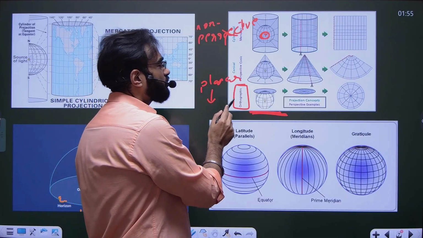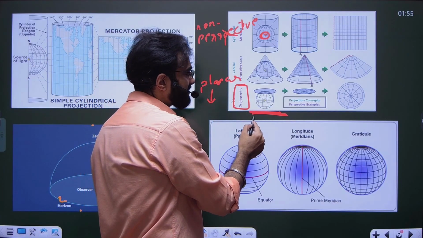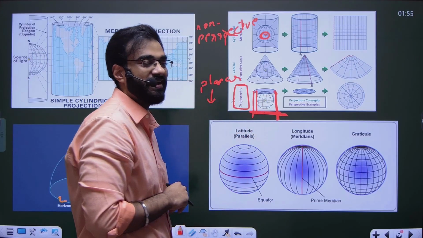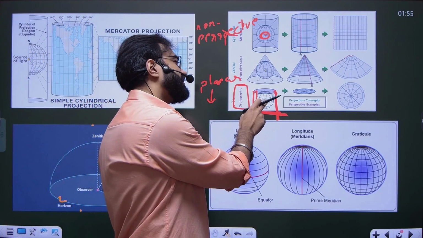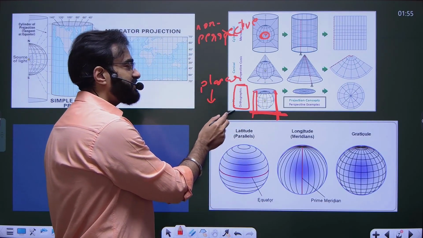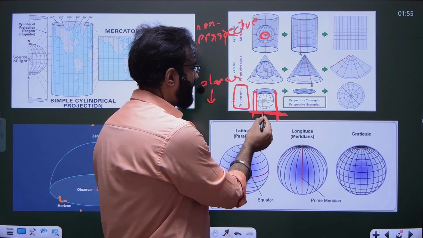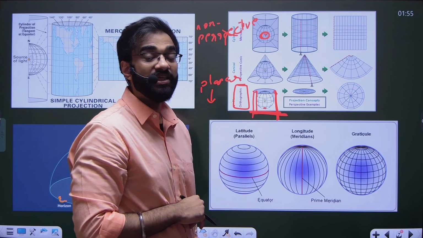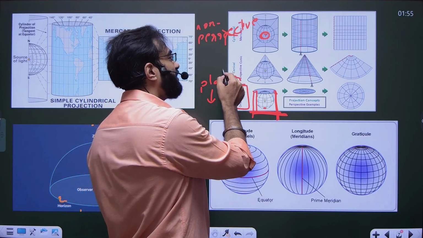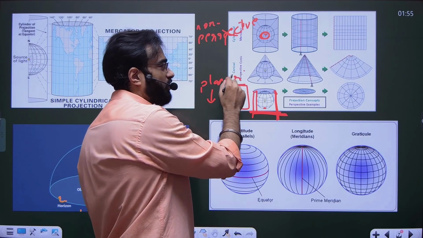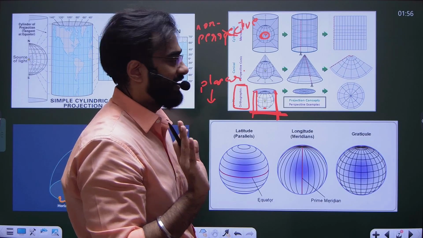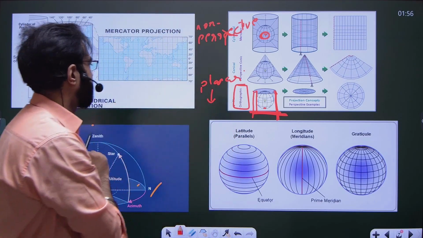But in orthographic projection, the light is supposed to come from infinity. Here, the light source is shown at the center of the Earth. When the light source is at the center of the Earth, that type of zenithal or planar projection is known as gnomonic projection. When it is at the periphery, it is known as stereographic. So you need to be careful whenever you study this. Also, in conical projections, not all are perspective, most of them are non-perspective. So this is important.